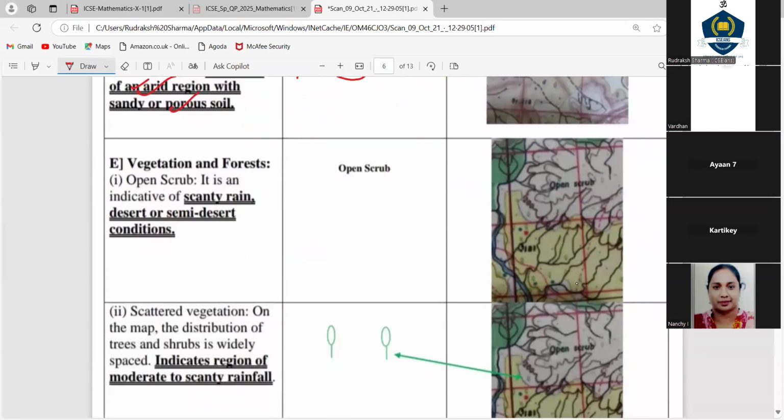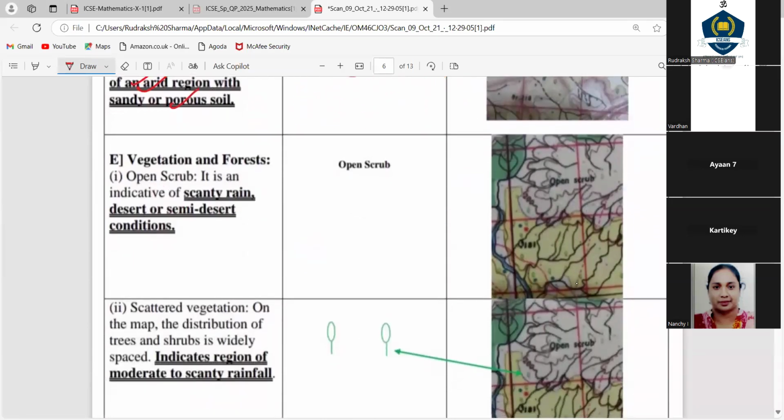Now coming to types of vegetation. Vegetation is also an important part. Now coming to open scrub. Open scrub is generally denoted by this, the white area is open scrub. Now, what does open scrub indicate? It indicates scanty rainfall. It indicates desert, or semi-desert conditions. They don't ask many questions about open scrub, but they will ask what it indicates. So it indicates scanty rainfall, or you can say seasonal rainfall.